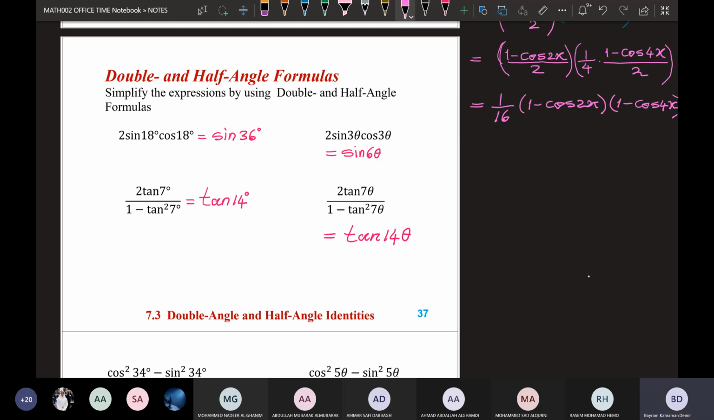And now we have here 2 sine 3 theta cosine 3 theta. So it is again a double angle for sine. So double of 3 theta is 6 theta, of course. And similarly, in the tangent formula, it is a double. So we have 7 theta here. A double of 7 theta is tangent of 14 theta. All right.